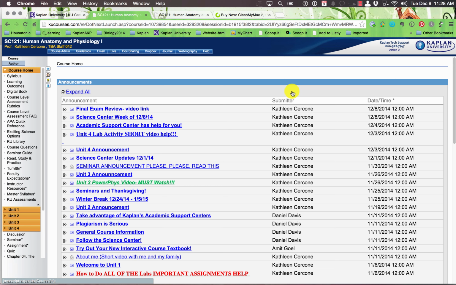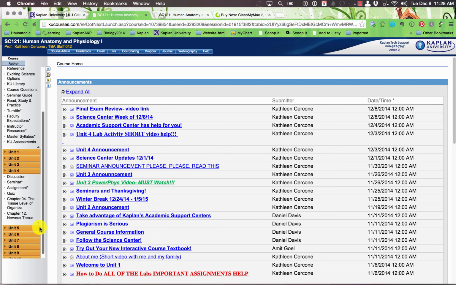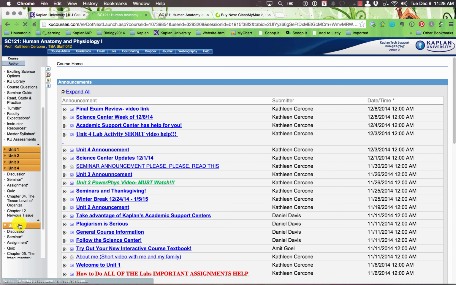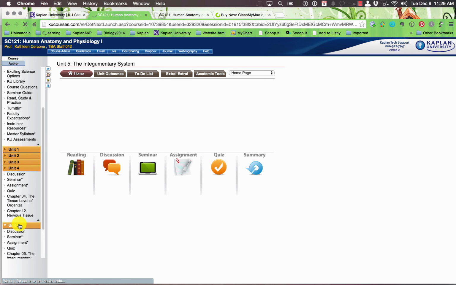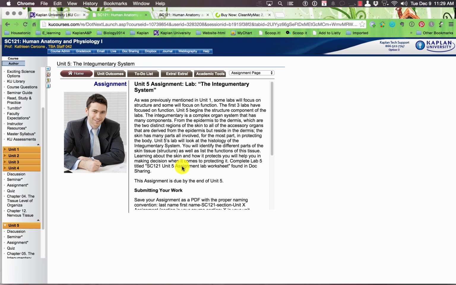Now, when it comes to doing the assignment, first of all, if we go down to Unit 5, I'm going to click on that, and we get this. So we're going to go to assignment, and it's called the Integumentary System. Now, you're going to be looking at function and organs a little differently than you were in the first 4 units. Now, to get the assignment, it's not here.